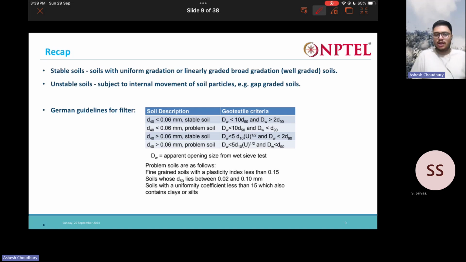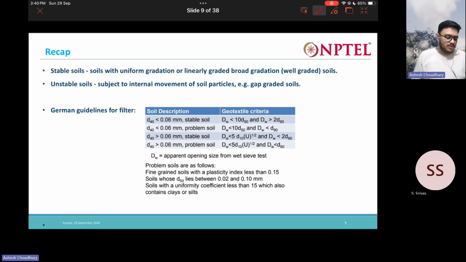Well graded soil, you already know. So how is the well graded curve? Like this, you have the grain size distribution curve. All the soil particles have an equal distribution, all the sizes of soil particles have an almost equal distribution. That is the well graded soil, and those are the stable soils.